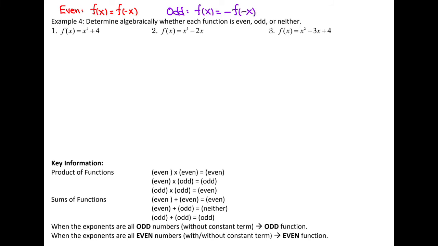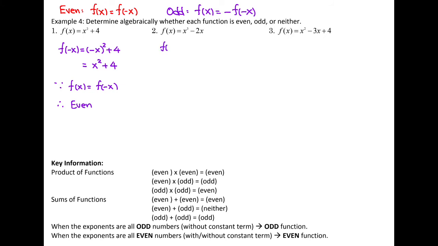Question 1. Let's replace x with -x. Then we get (-x) squared, which is x squared. Because f(x) equals f(-x), therefore it is even.